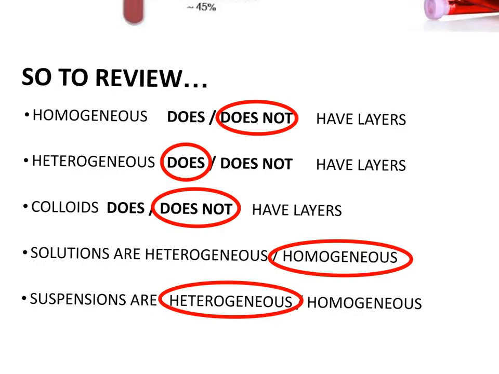So to quickly review, homogeneous does not have layers. Heterogeneous does have layers. Colloids do not have layers. Solutions are homogeneous and suspensions are heterogeneous.